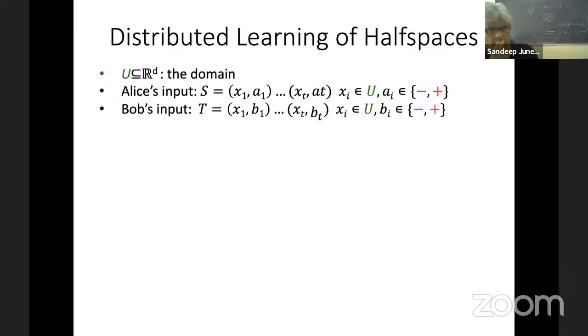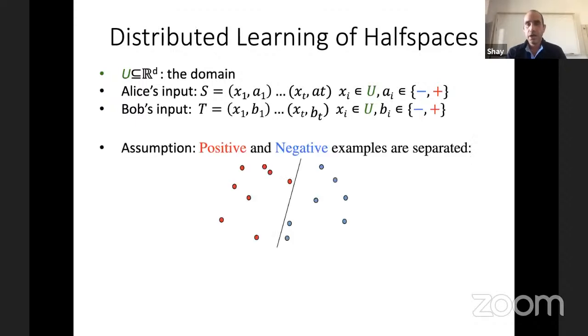Each example is a pair, Xi, Ai, where Xi is a point in the universe and Ai is the label, minus or plus. Okay, so we have these labeled examples distributed between the parties. And we assume that the target concept we're trying to learn is a half space. So the positive and negative examples can be separated by some hyperplane.